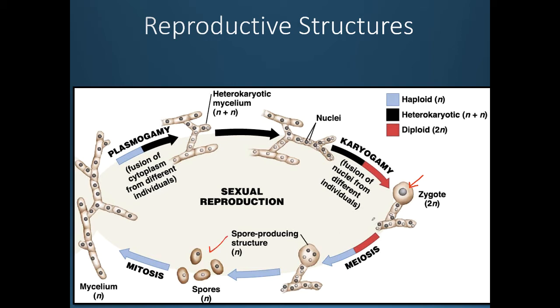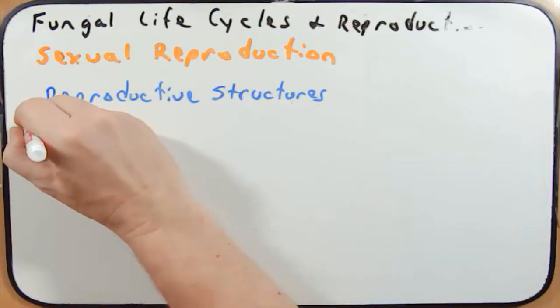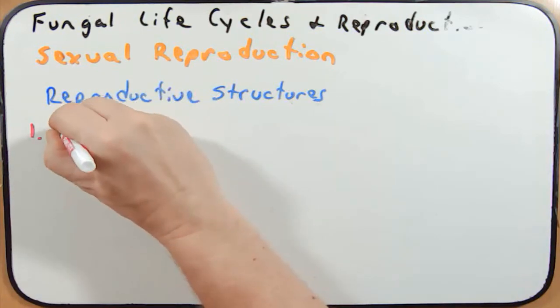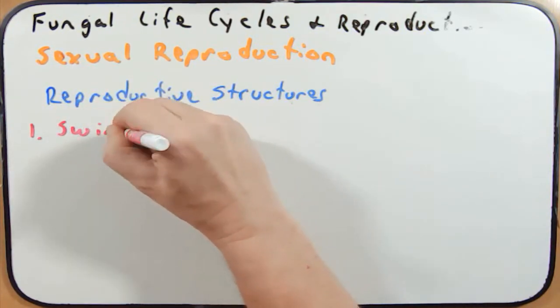There are going to be 4 of these that I'm going to talk about, and your book goes into great detail with all 4 of them, but I'm going to break it down and let you know exactly what you need to know. So first, let's list the 4 different reproductive structures. The first are swimming gametes and spores.